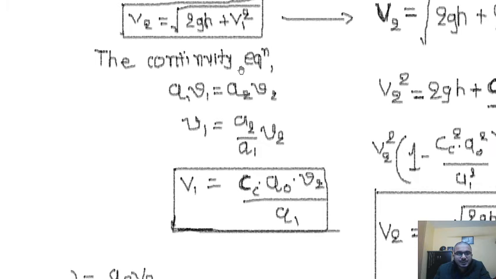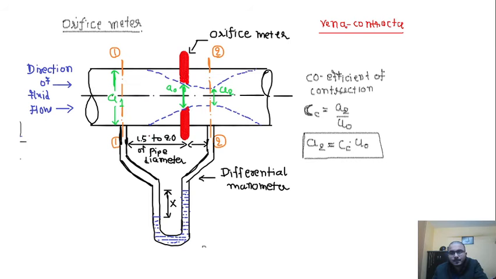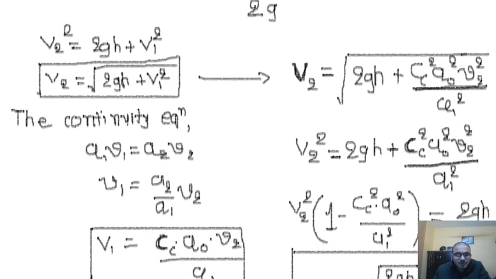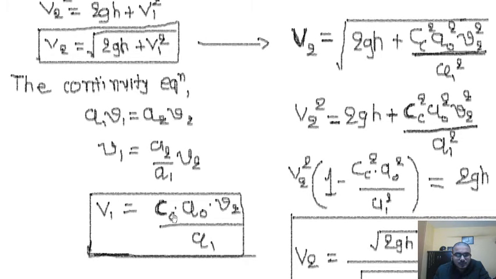Now the next is continuity equation, that we already know. A1 V1 is equal to A2 V2. So making V1 as a subject in this equation, we can obtain A2 V2 upon A1. Now if you recall, in our previous slide we have this term that we are going to utilize, that is A2 is equal to Cc into A0. So instead of A2 we have put Cc into A0, and the remaining terms are as it is, that is V2 divided by A1. So in total we are getting the value of V1 as Cc into A0 into V2 divided by A1.